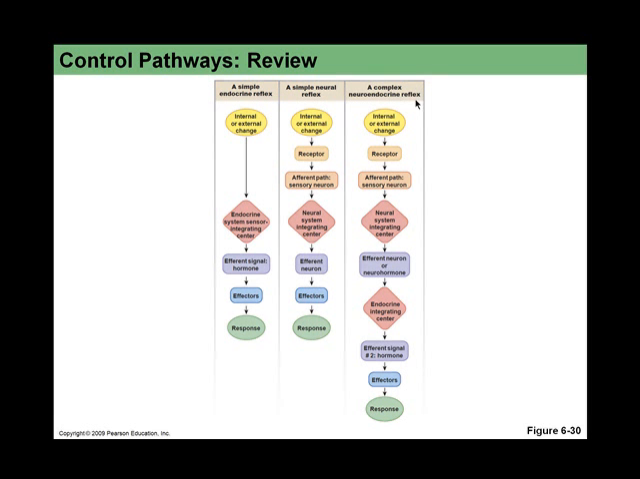And then a complex neuroendocrine reflex that will have a neural component, then the hormonal or endocrine component. We see the internal or external change, a receptor, the afferent sensory neuron, the neural integrating system, the efferent neuron or neurohormone that then will be distributed through body tissues. The endocrine integrating center will be the origin of the hormone, the efferent signal number 2, being distributed through the body tissue fluids to the effectors and then to the response.